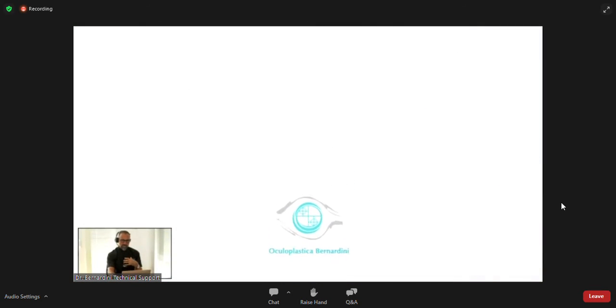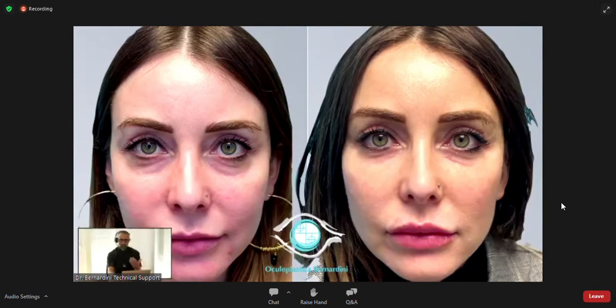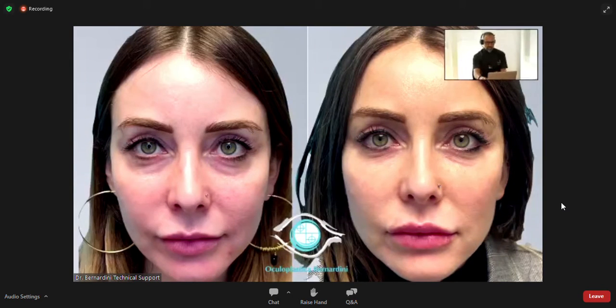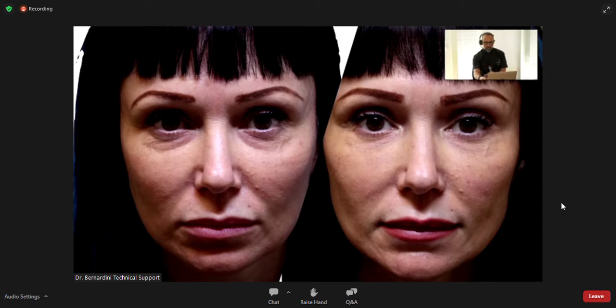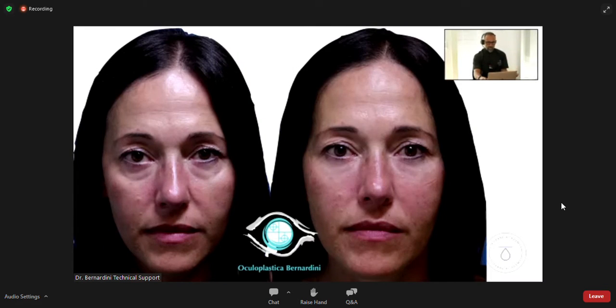So let's see some more before and after with this technique, and various indications, be it dark circles or bags, or most of the time a combo. The patient comes in nowadays in order to get surgical results, but not a surgical procedure. So you see, this guy could have been a surgical candidate. This is a year after using the filler.